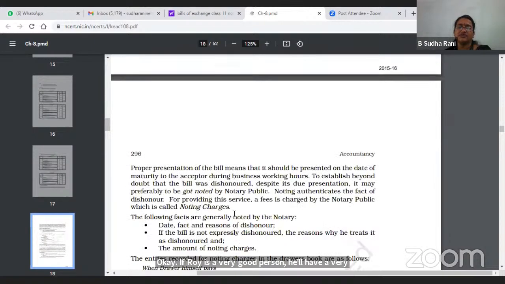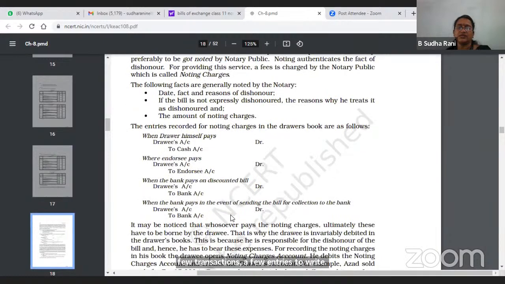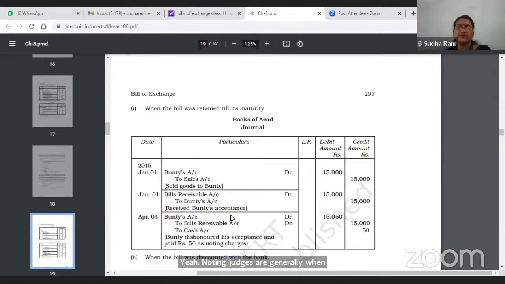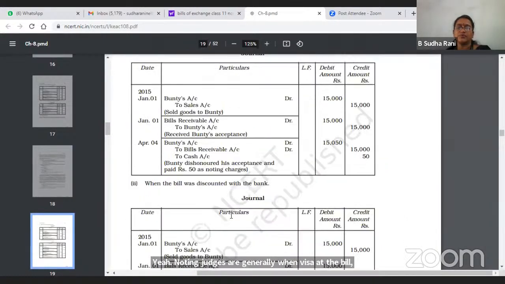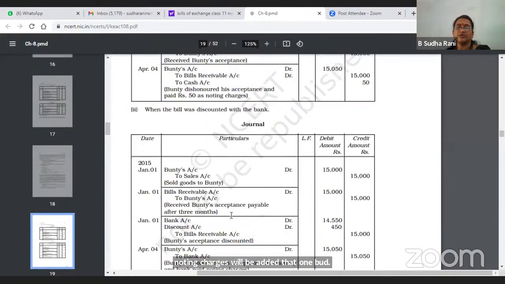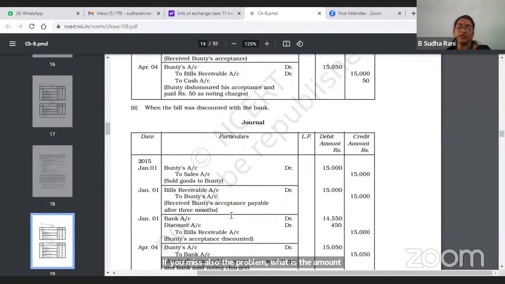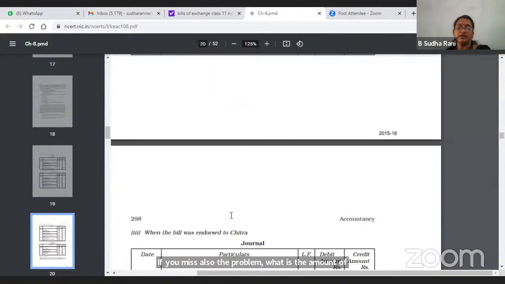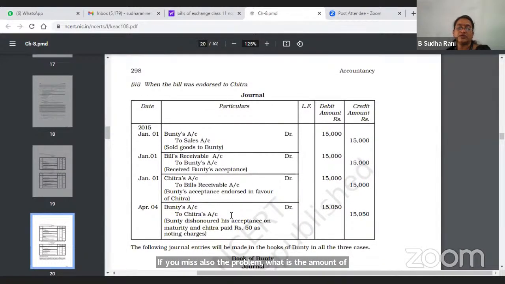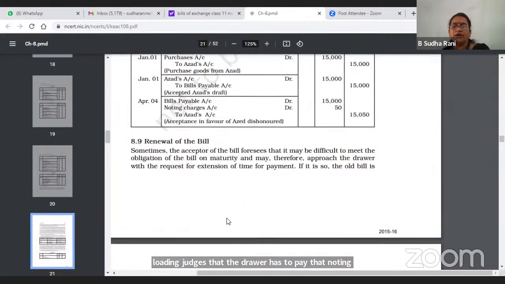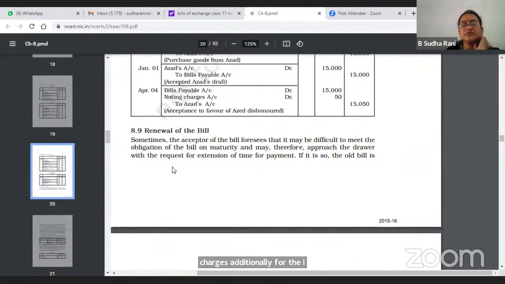Noting charges: generally when the bill is dishonored, noting charges will be added. If you miss that one bit, no problem. What is the amount of noting charges that the drawee has to pay additionally for dishonoring the bill? No, I go for renewal of the bill.